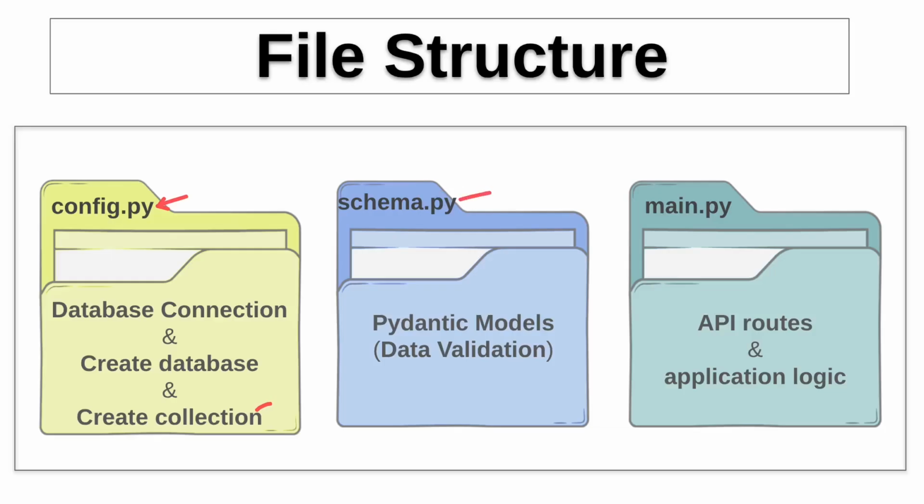And we will also create a schema.py file. Here we will validate our data through Pydantic models. When user sends any data from the browser, the data will be validated through the Pydantic model here. Then we will create another file, main.py file. Here it contains the API routes and application logic.